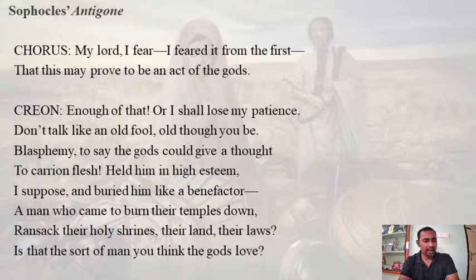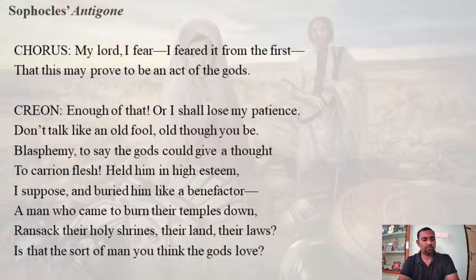gods could give a thought to carrion flesh. Held him in high esteem, I suppose, and buried him like a benefactor, a man who came to burn their temples down, ransack their holy shrines, their land, their laws. Creon says it's foolishness, it's unholy to think that God would spend time for a person who actually came to the city to destroy their temples, to ransack their shrines. So it's foolishness, unholy, blasphemy to think so. Is that the sort of man you think gods love? Do you think gods love such a person?